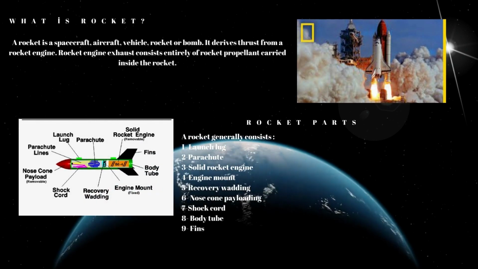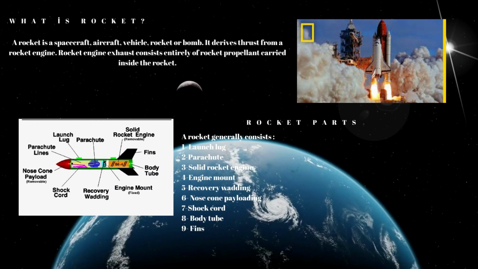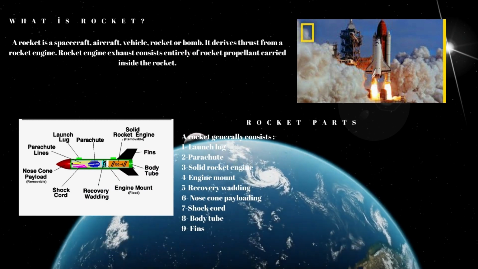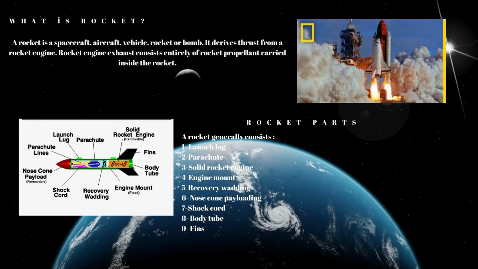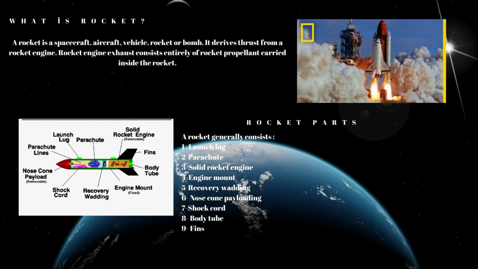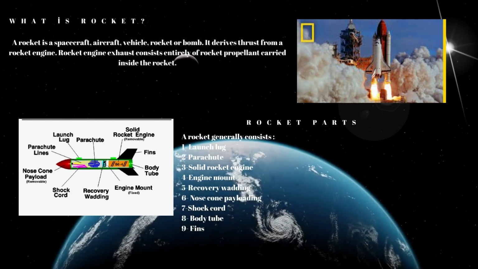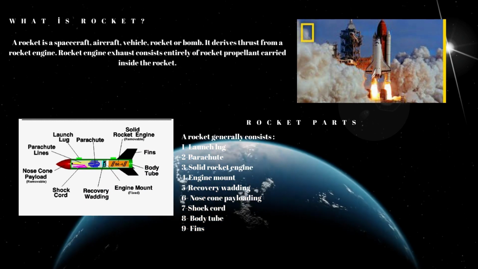Firstly, you need to know what a rocket is and what the rocket parts are. First, we're going to explain that. A rocket is a spacecraft, aircraft, or vehicle. It derives thrust from a rocket engine. Rocket engine exhaust consists entirely of rocket propellant carried inside the rocket.